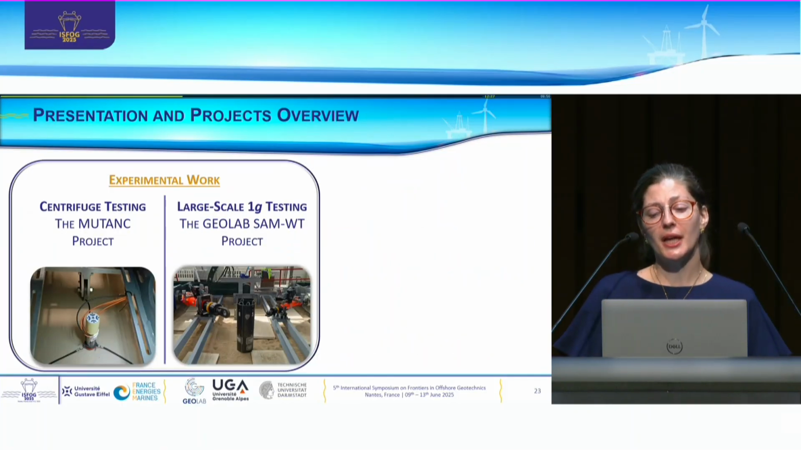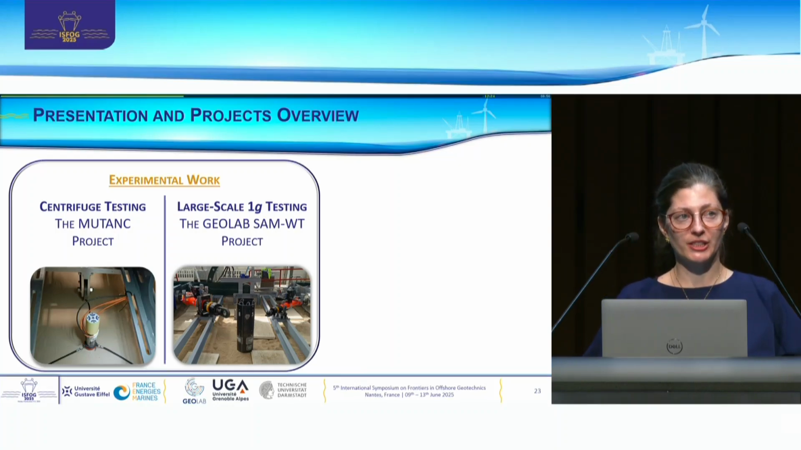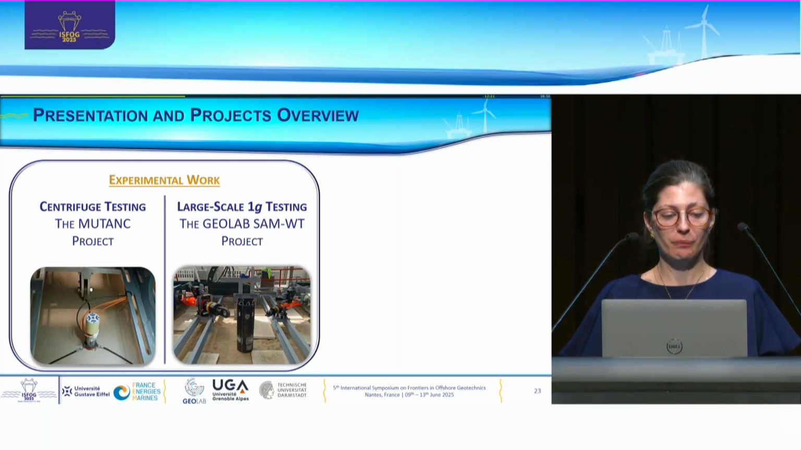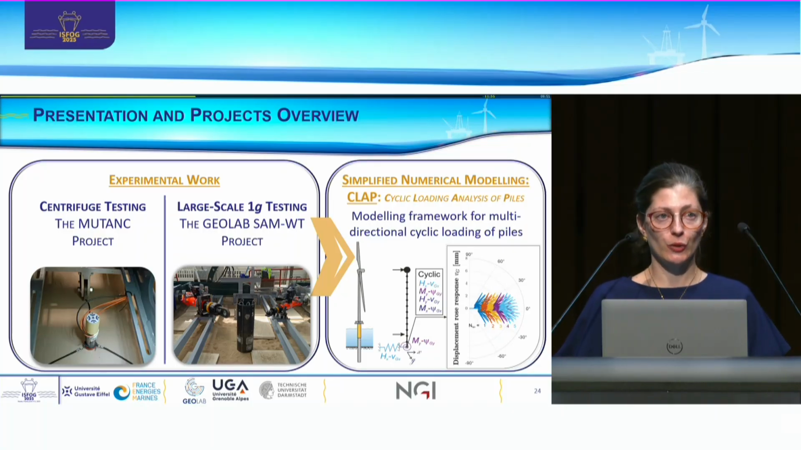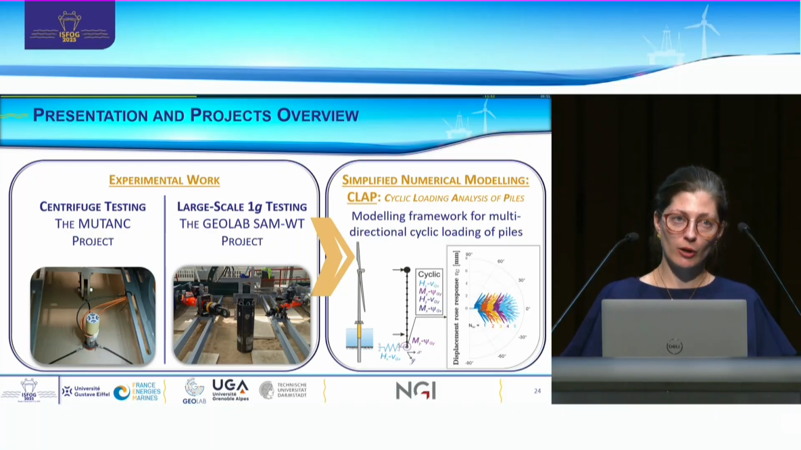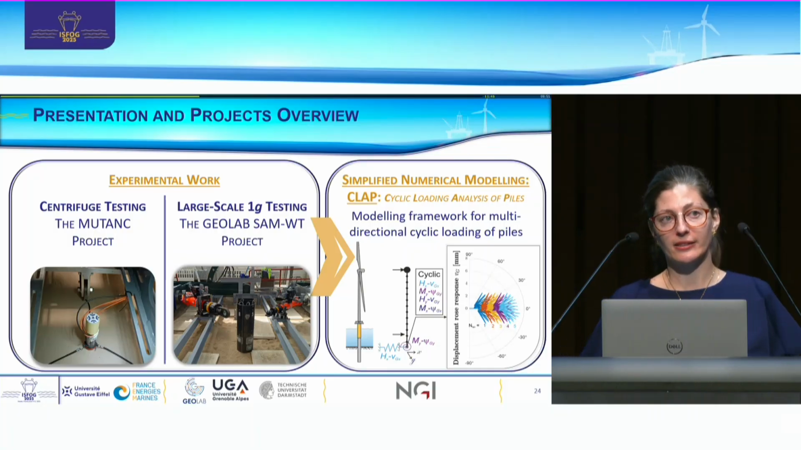In this presentation, I will present 3 different projects in which I participated that tackle this issue. 2 projects are experimental: one on the geotechnical centrifuge at the UGE, which was part of the Mutant project, and one at the large-scale 1G testing facility in Darmstadt, which was part of the University Grenoble Alpes-led project, GeoLab SAMWT. I will then consolidate those 2 experimental databases into an impetus for the development of a new model that I've been developing with Anna Paré from NGI called CLAP, for cyclic loading analysis of piles.